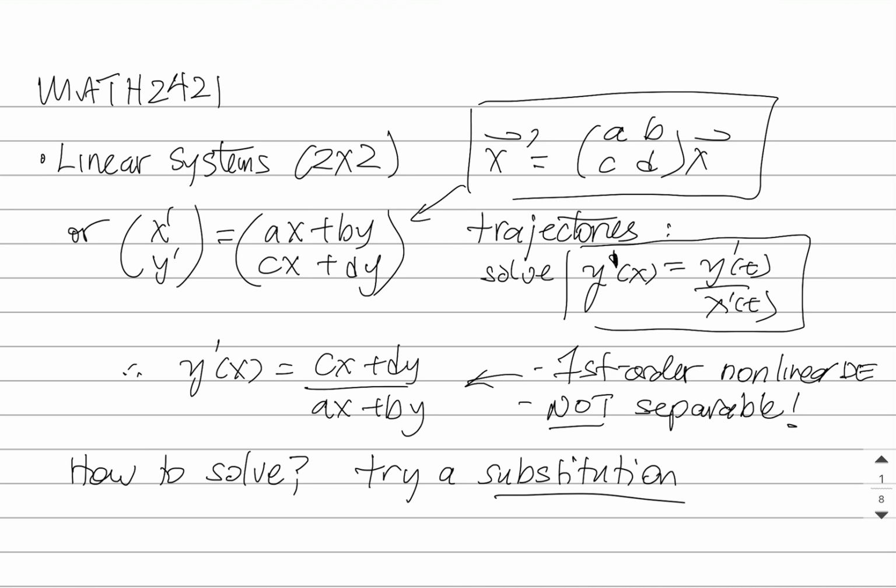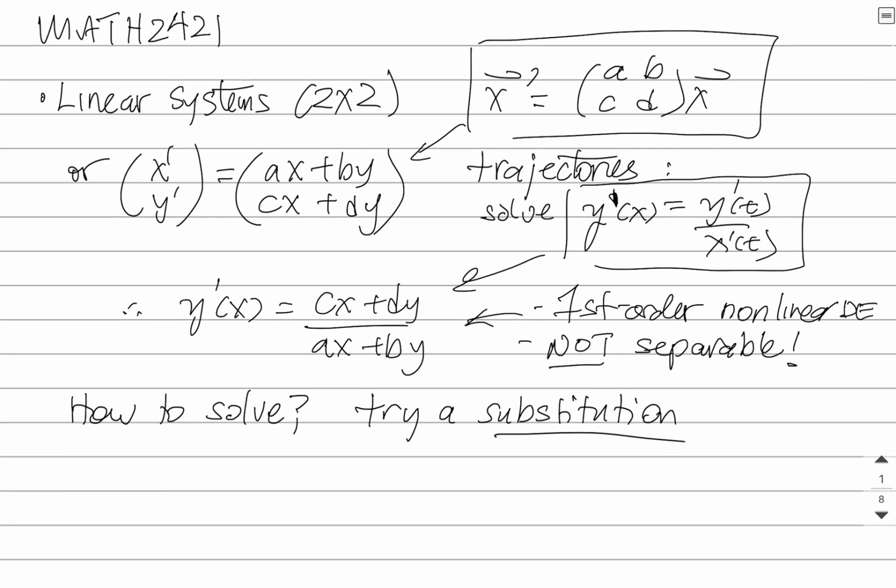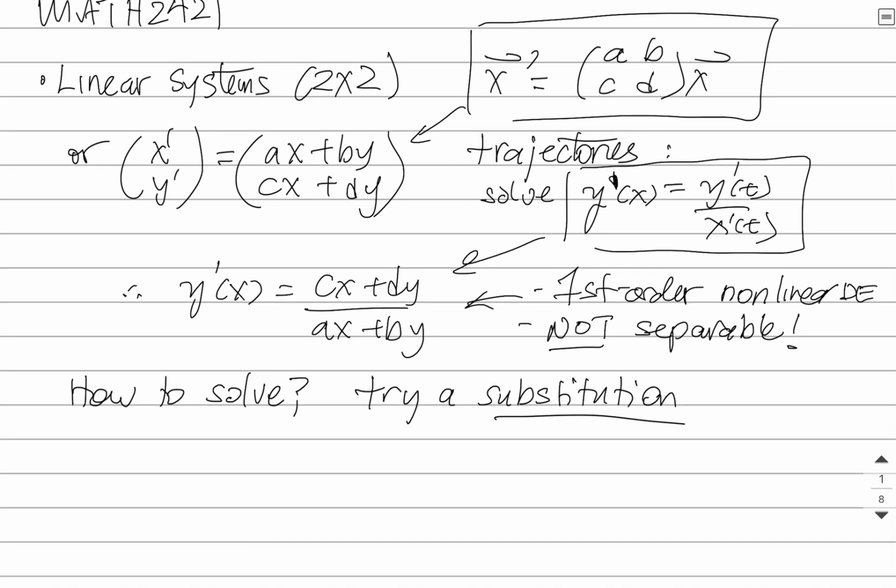So if we plug in the specific expressions for x prime of t and y prime of t, we'll get this. Now, the unfortunate thing here is that this is not separable, at least not the way it looks. So that gets us to ask the natural question, how do we solve this? Now, it turns out that a substitution is going to help us.